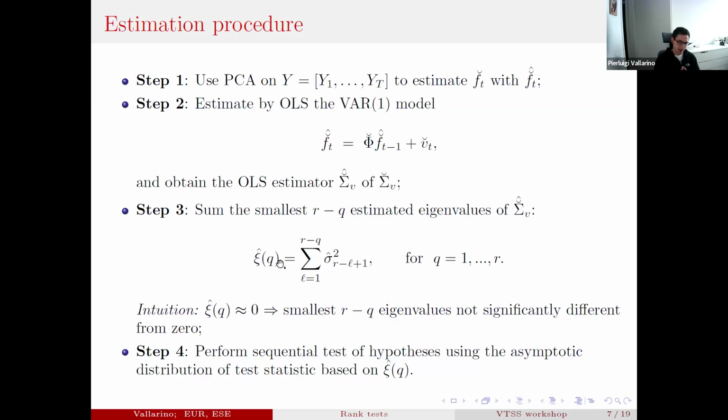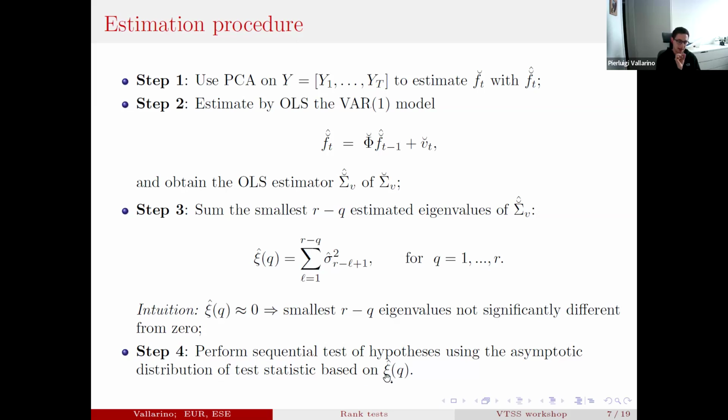Psi hat Q means that we are summing the smallest r minus Q estimated eigenvalues, and the intuition is if these eigenvalues in population are 0, then this empirical sum, this thing that we have estimated, should be approximately 0. So when this is approximately 0, the smallest eigenvalues that we are looking for are not statistically different from 0, and therefore there are Q dynamic factors in the data. And what we do is we perform a sequential hypothesis test using the asymptotic distribution of a test statistic that is based on this sum.